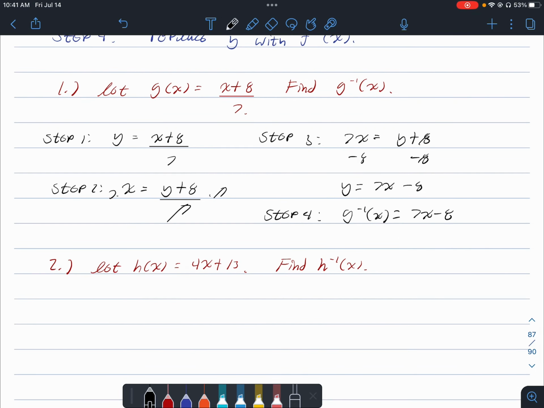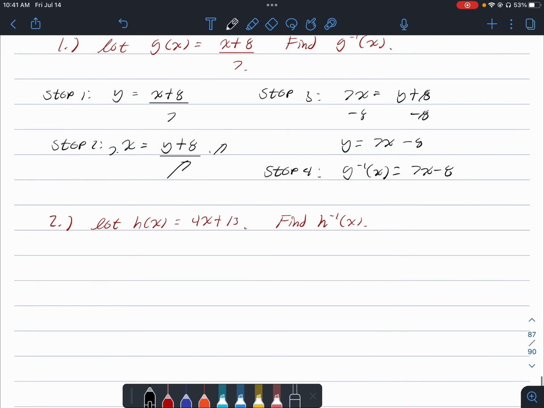And if you want to check this, you could do the composition function of each of these. So you could compose g with g inverse and then g inverse with g and confirm that they both give you back x. That's a really quick way to check to see if you got the right answer.